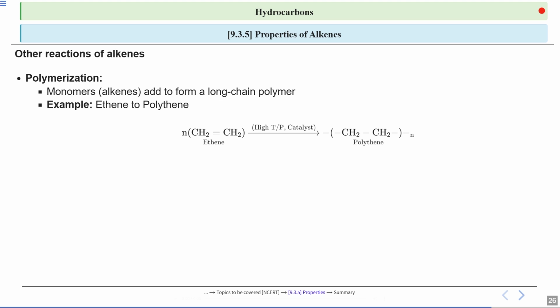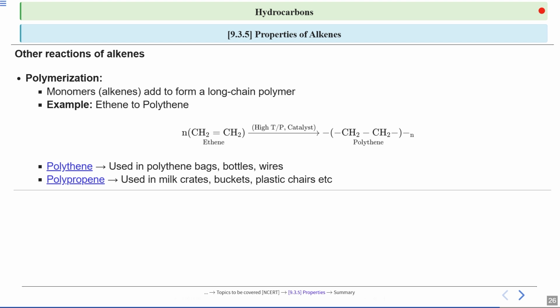Notice how the double bond is broken and replaced by a single bond in the polymer chain. Now, polythene is used in polythene bags, bottles and wires. The properties of polythene, such as flexibility and strength, come from the way the polymer chains are arranged and how long they are. Finally, the polypropene, if we use propene in place of ethene, is used to make milk crates, buckets, plastic chairs, etc.